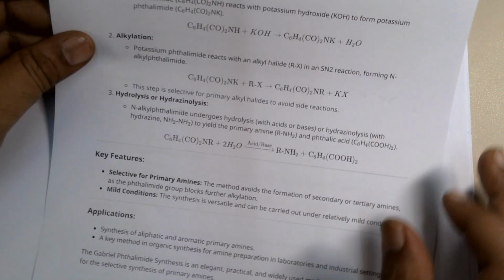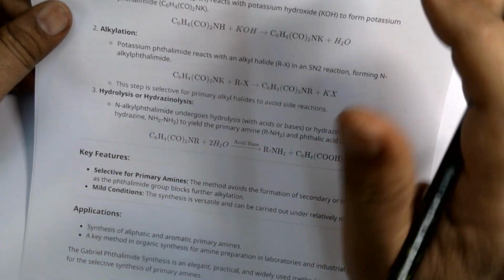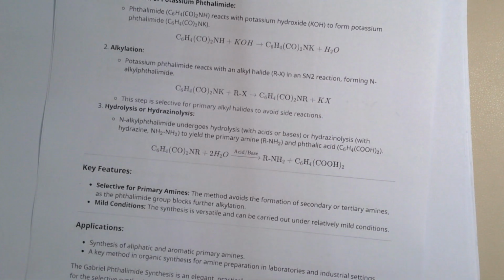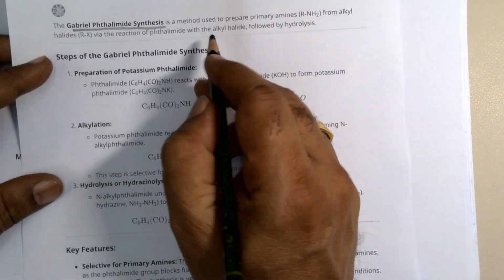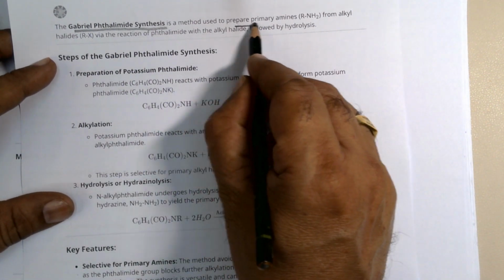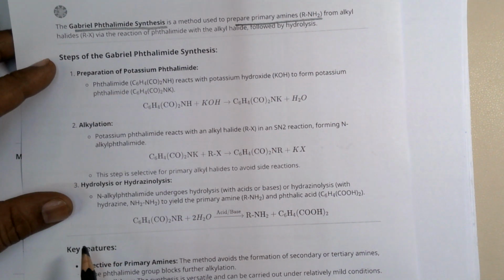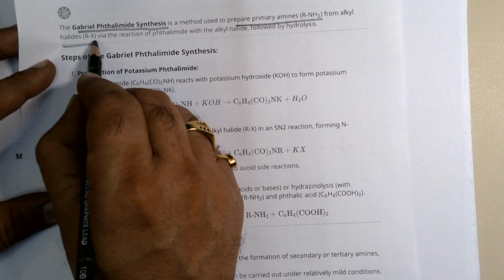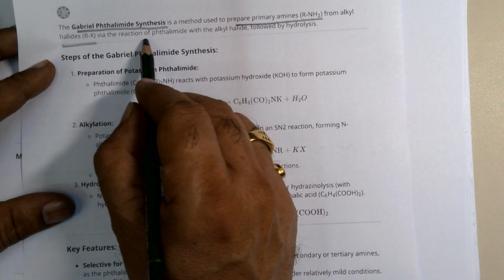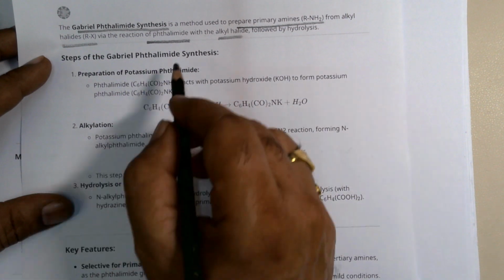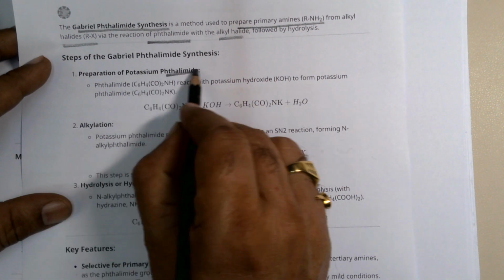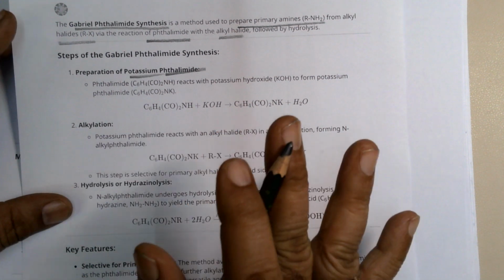Then Gabriel phthalimide synthesis, a very, very important reaction. Take down. Gabriel phthalimide synthesis is used to prepare primary amine from alkyl halide via the reaction of phthalimide with alkyl halide. Now let us discuss what is this phthalimide, especially potassium phthalimide. Let me discuss the phthalimide structure.